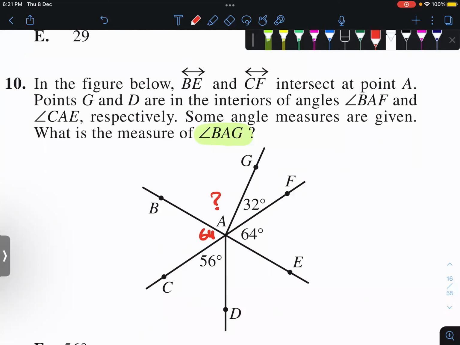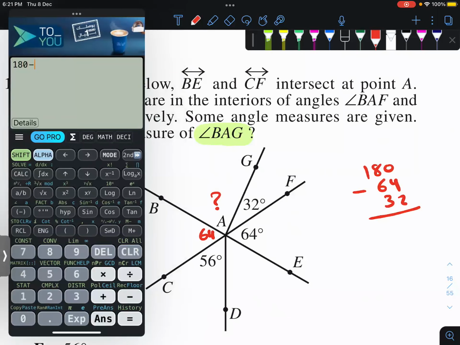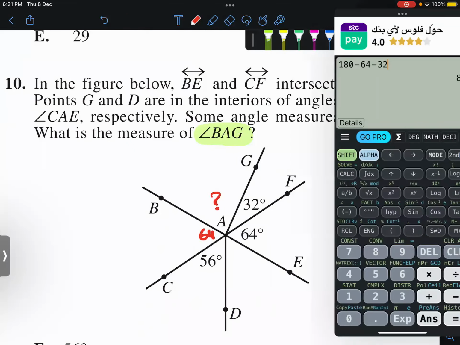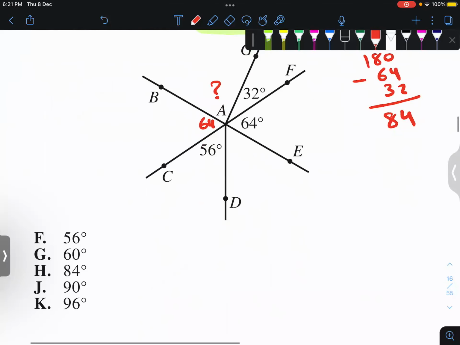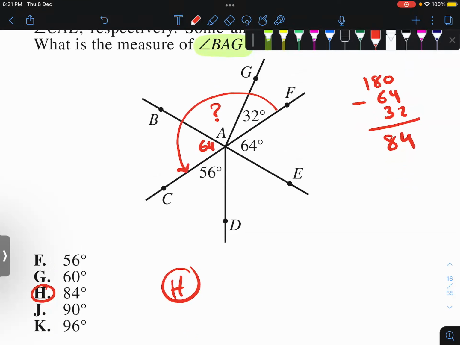Okay, and now 180 minus 64 and 32. When you subtract, this gives the requirement. 180 minus 64 minus 32 gives 84. Okay, so the answer is 84, which is H. Is it correct with you? Yes. 32 and the question mark and the 64 should add up to 180 degrees because it's a straight angle. So the answer is H.